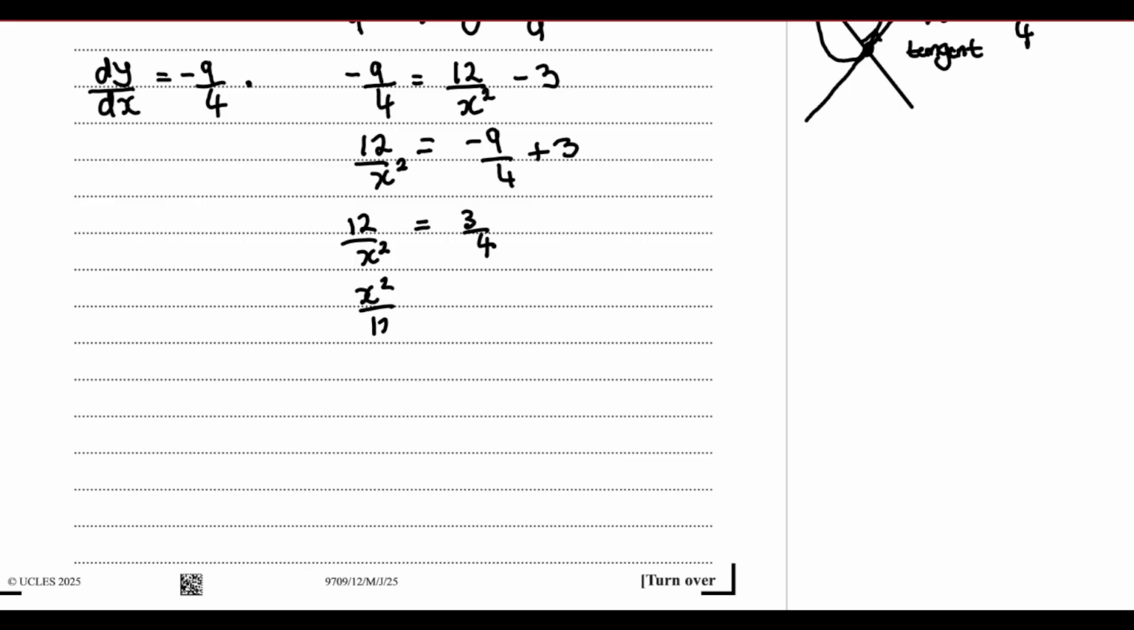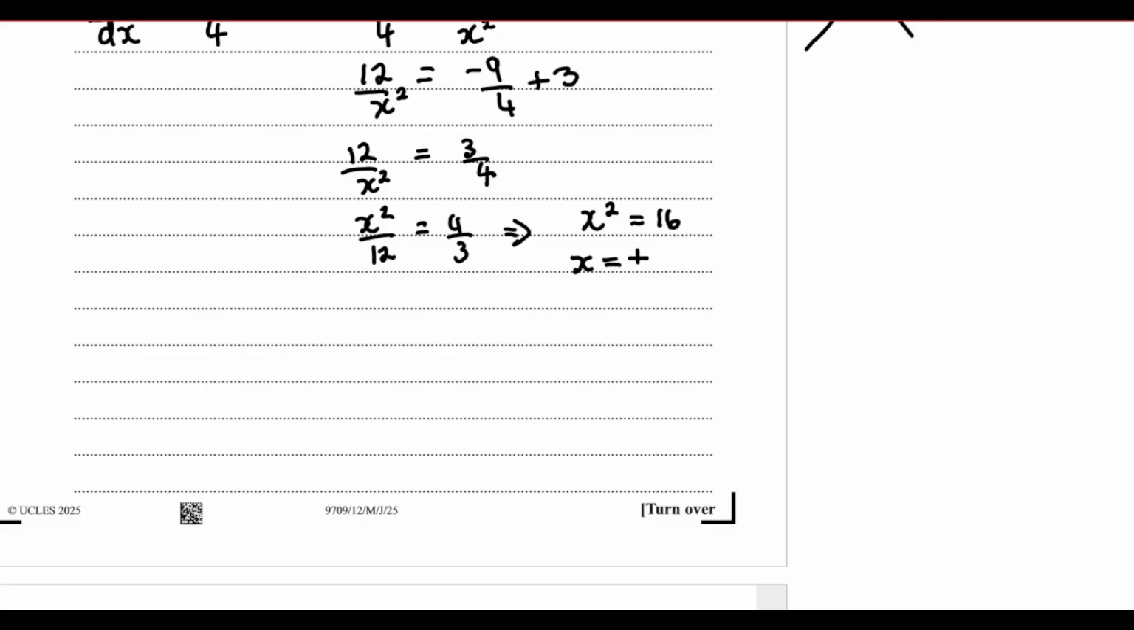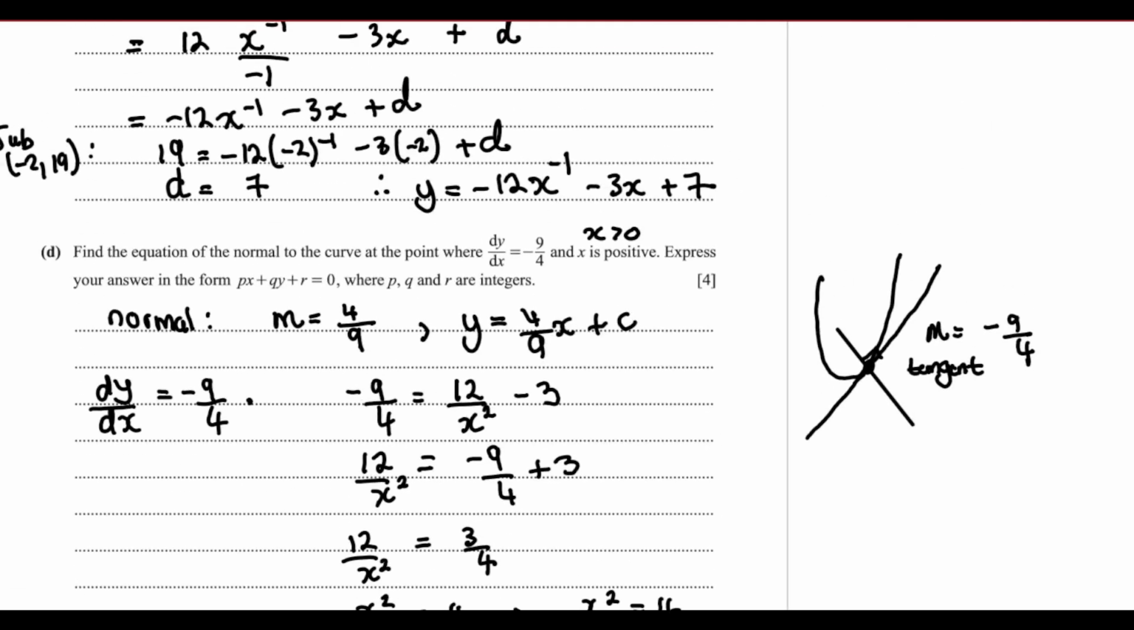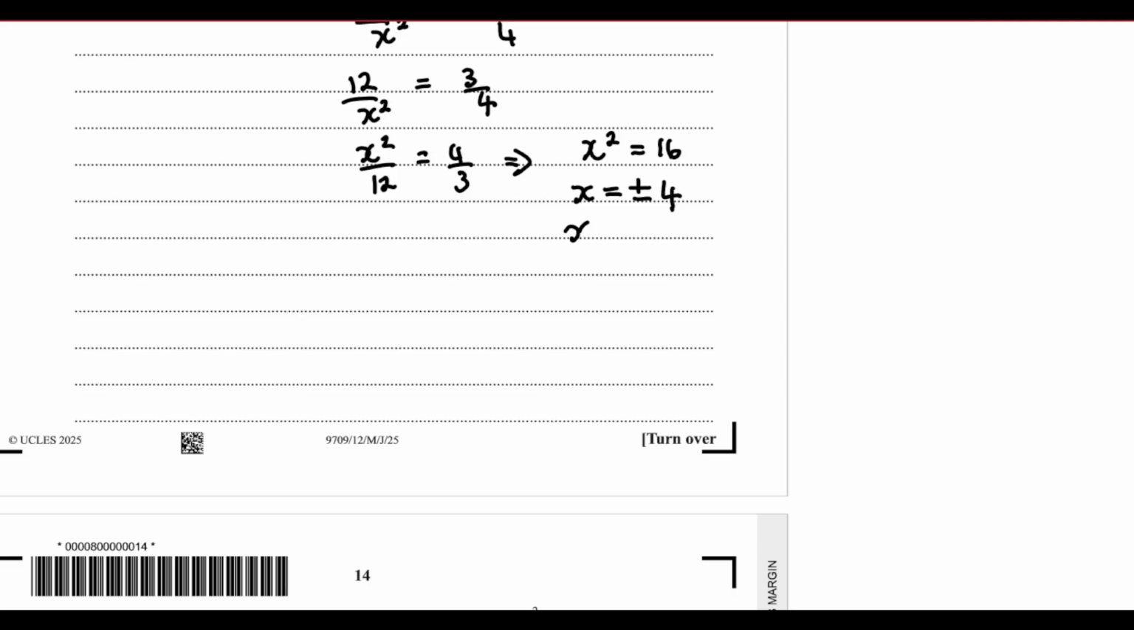x² over 12 is 4/3 then, so x² is 16 if I multiply by 12. So x can either be positive or negative square root 16, which is just 4, but we want x to be positive, so x is just positive 4.